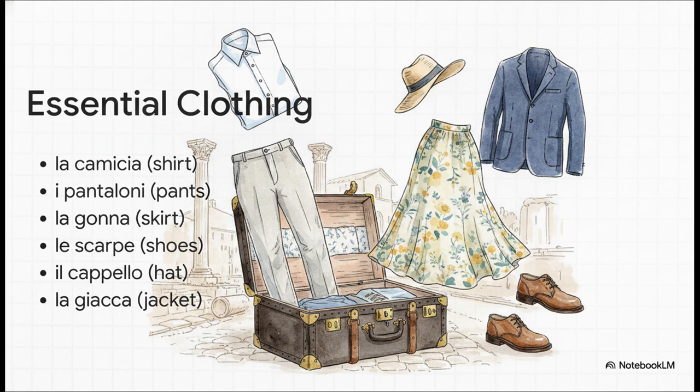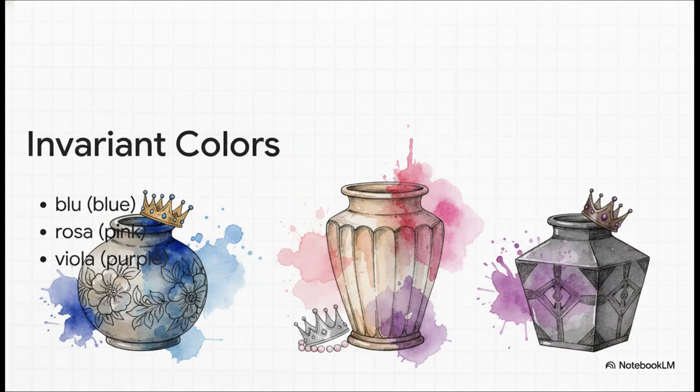Notice those little articles in front? La, i, le, il. They are already doing the heavy lifting of telling you the gender and number of your clothing. The crucial point is that while most colors follow that strict adjective agreement rule we just talked about, like changing nero to nera for a black shirt or rosso to rossa for a red car, there are 3 famous rebels. Take a look at blu, rosa, and viola. Blue, pink, and purple. They are completely invariant. That means they never, ever change their endings no matter what noun they happen to be describing.